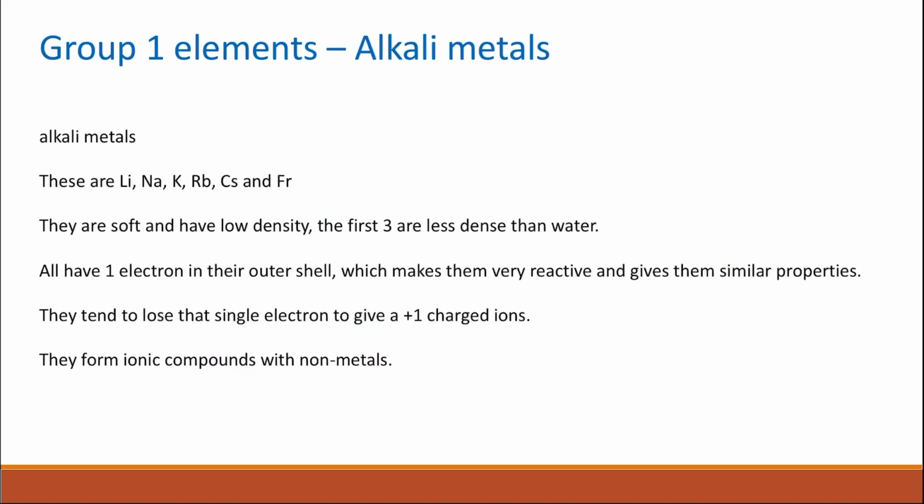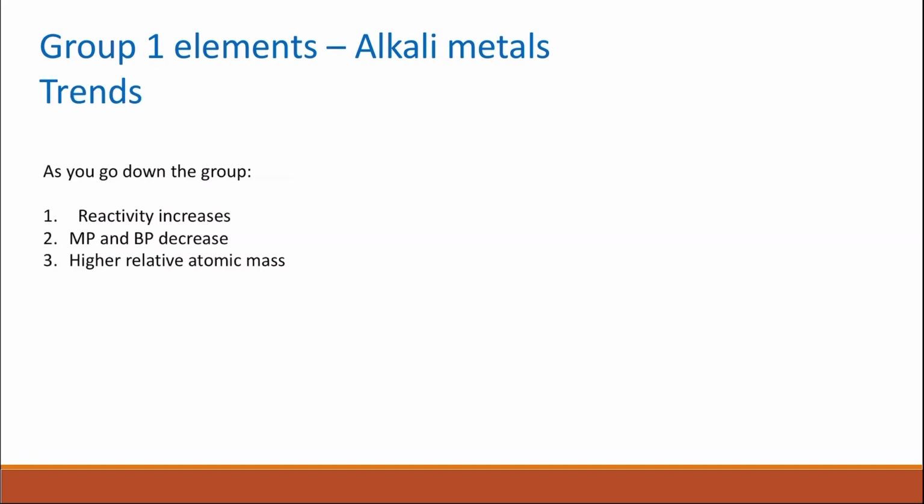What they do is tend to lose that electron, because it's easier to lose one electron than to gain 7 electrons in order to reach the stable configuration of a full outer shell. So they tend to lose that single electron to give +1 charged ions. This is the main thing: all of them can give +1 charged ions, and they form ionic compounds with nonmetals. That is their main chemical property.